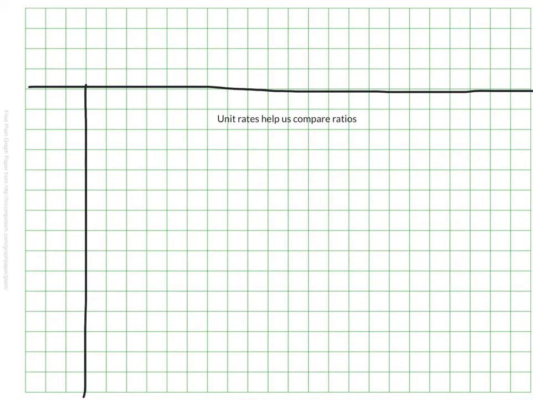One thing unit rates are useful for is comparing ratios. If you want to know what's a better deal, who's faster, what takes longer, it's good to have a unit rate as a way to do a comparison.